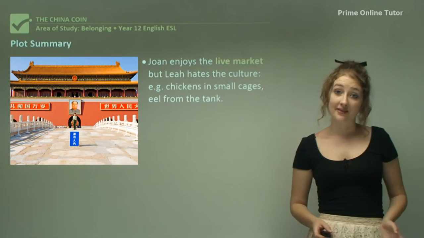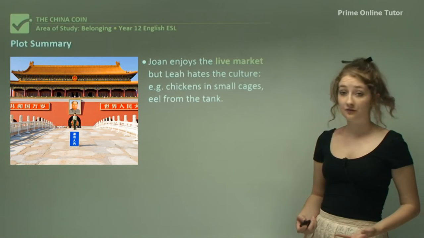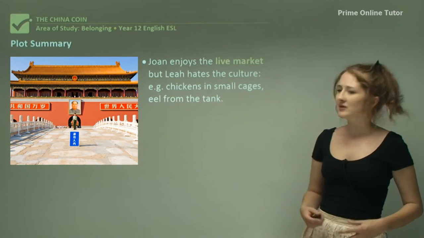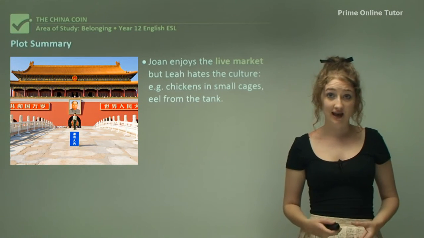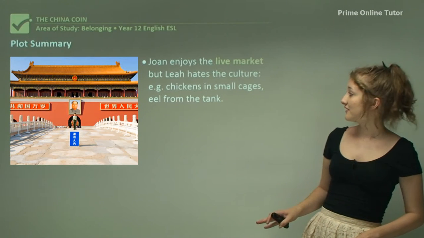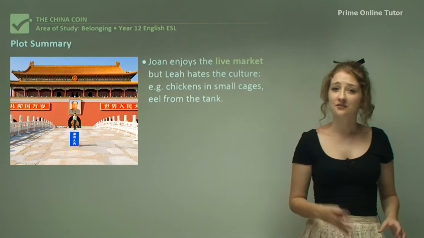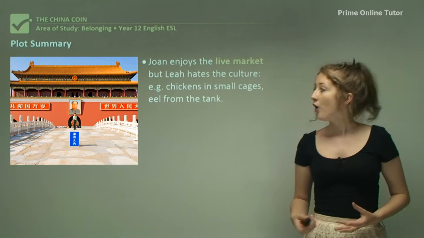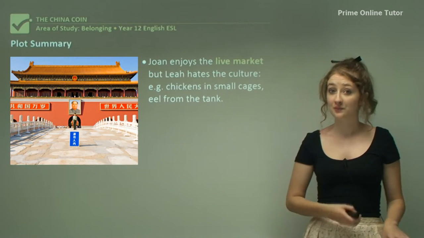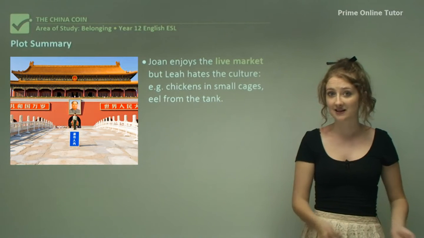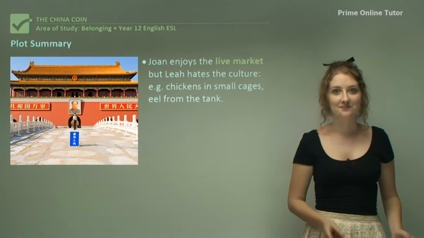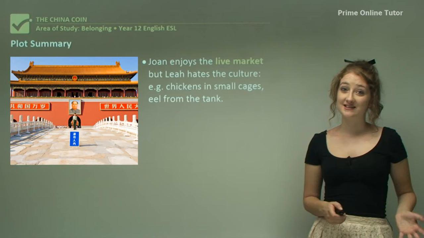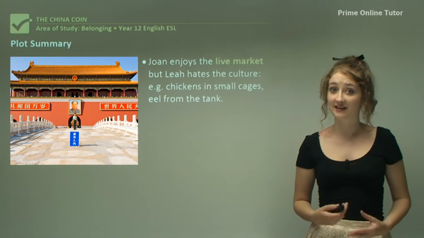Joan, who's Leah's mother, enjoys the live market, for example, but Leah really hates this culture and she doesn't understand it. For example, we get scenes which involve chickens being kept in small cages and Leah not supporting that. Or we get scenes of the eel which is being taken straight from the tank to be eaten in the restaurant. And these are things that the mother really enjoys, but that Leah doesn't understand, so she's very isolated in this environment.